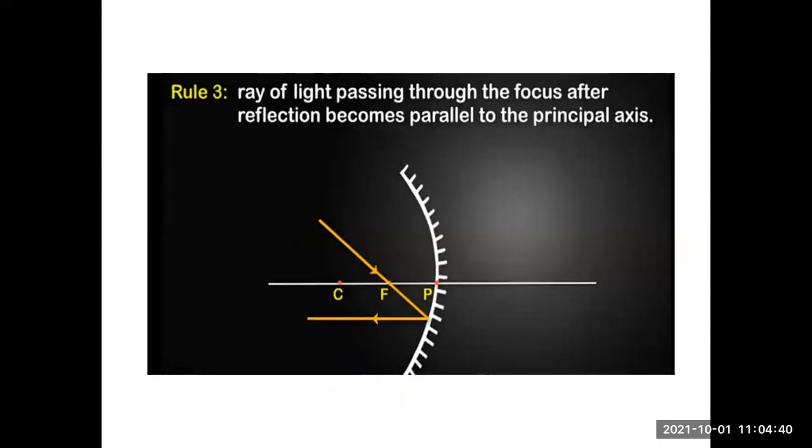Then comes rule 3, which is just the inverse of rule 1. You can see that a ray of light passing through the focus, that is F, after reflection becomes parallel to the principal axis. So you can see that the reflected ray is parallel to the principal axis.